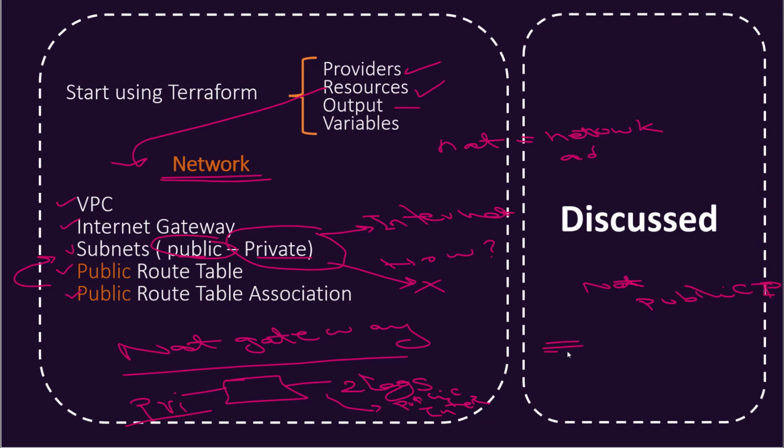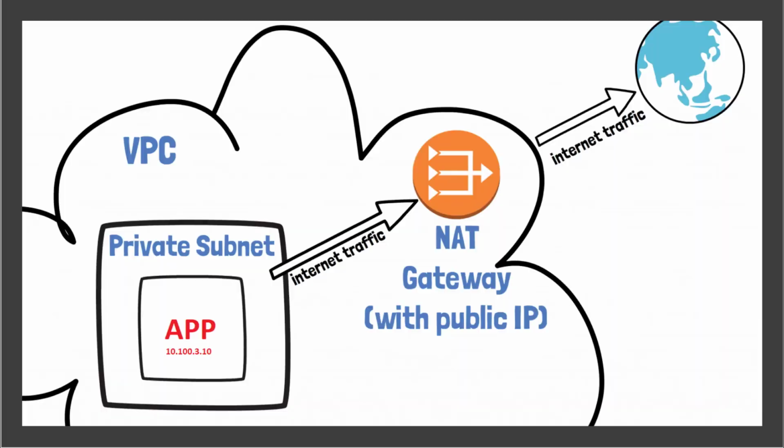All the private IPs that come to NAT, for example 10.103.10, if this IP comes to NAT, there should be a public IP here that it can be translated to, and then go to the internet. So to create a NAT gateway, we need to have a public IP. As we said, a NAT gateway should have a public IP.